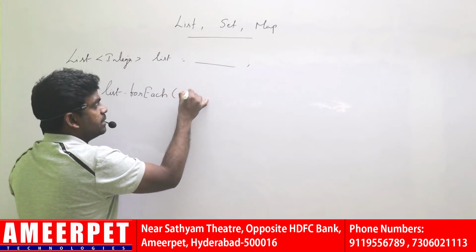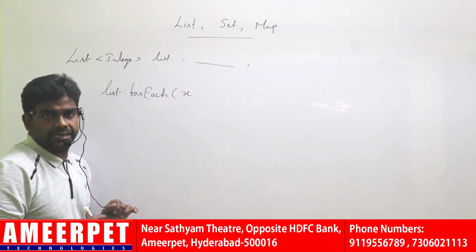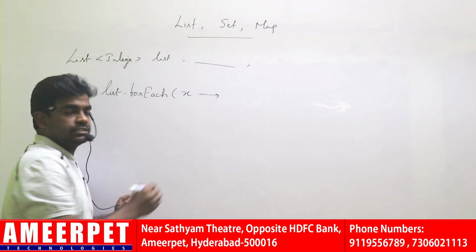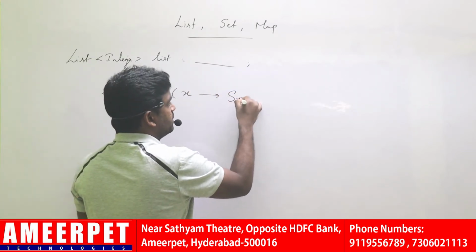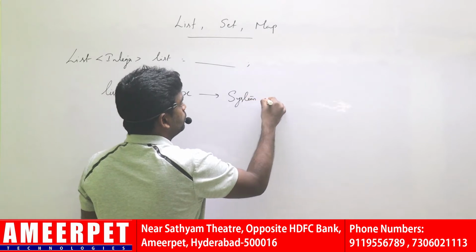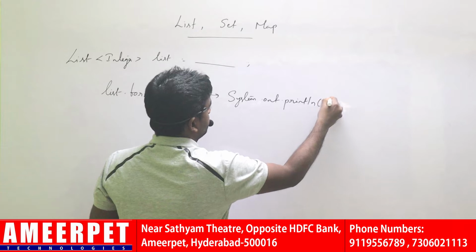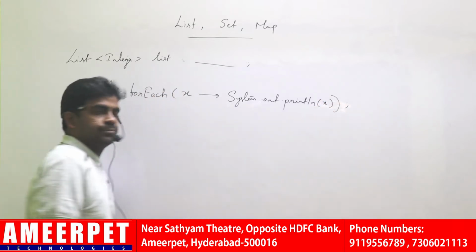Suppose we collect that element into a variable called x. And how do we display it? Using the lambda expression, we are just printing that x value with System.out.println. This is the simple way.